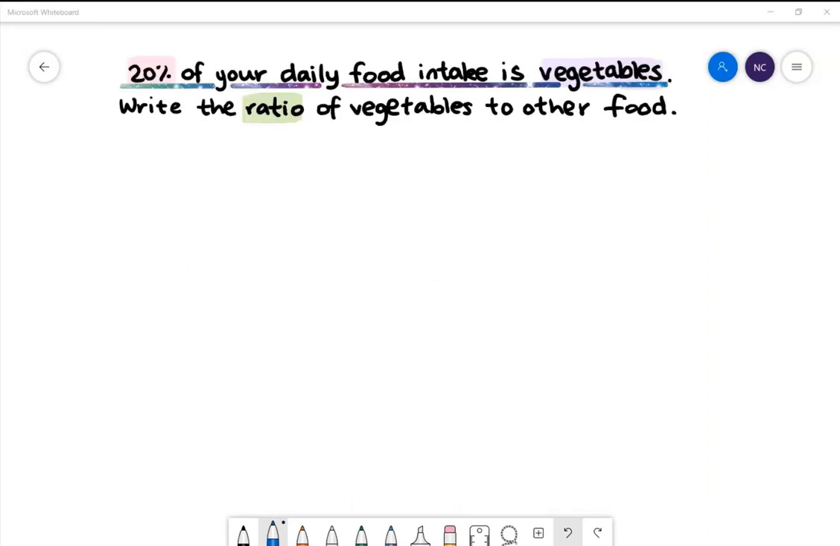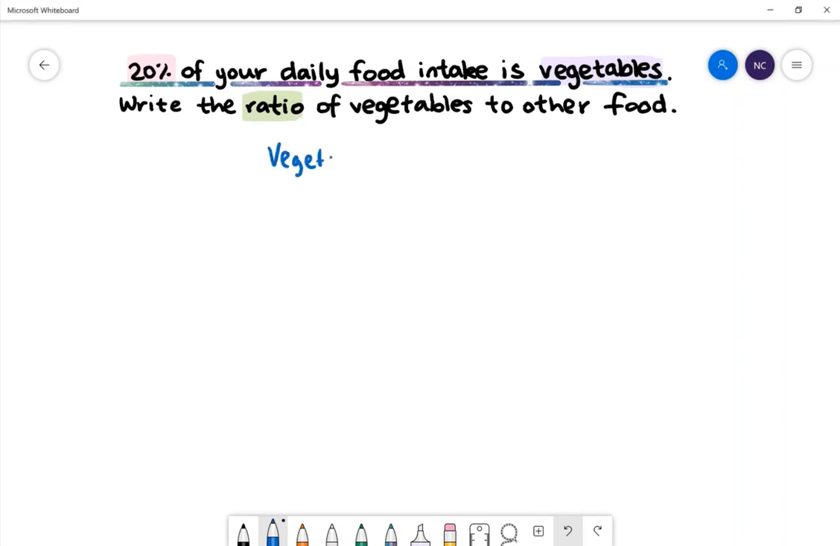Here is our first example. 20% of your daily food intake is vegetables. Write the ratio of vegetables to other food. Our ratio is vegetables to other food.